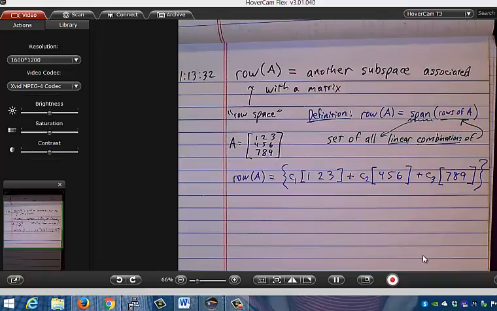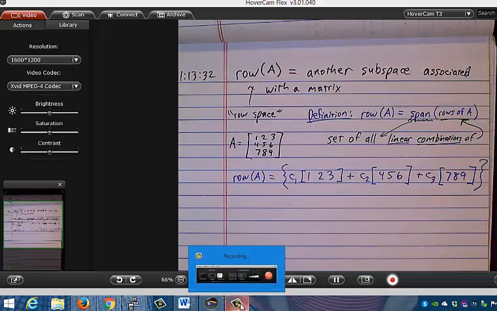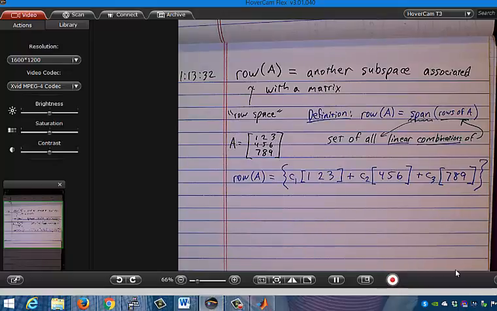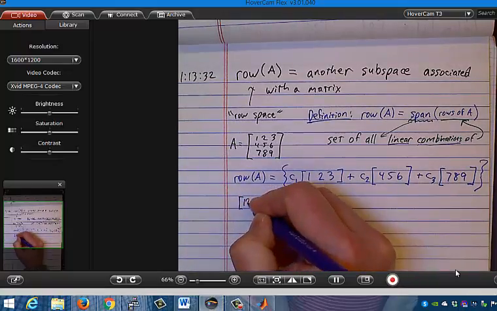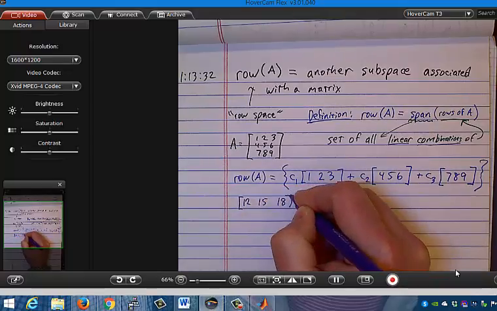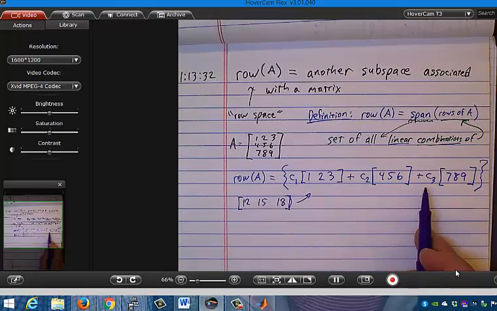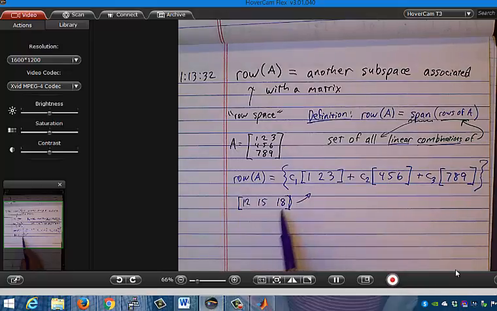Okay? So what I'd like you to do is come up with a vector that is in the row space and come up with a vector that is not in the row space, if you can do that. I'll pause while you guys come up with examples. It's a race. Whichever group comes up with the one that is and one isn't is the winner. Go. So Tyler says 12, 15, 18 is in the row space because you could make C1, C2, and C3 equal to 1, and that would give you 12, 15, 18.